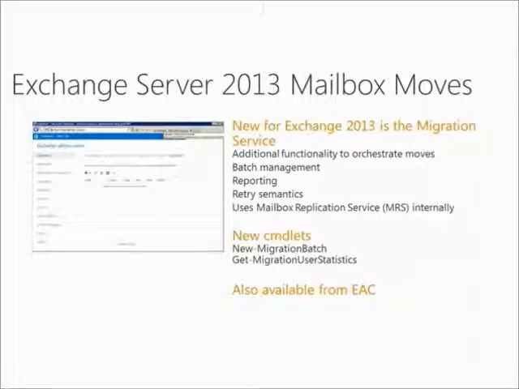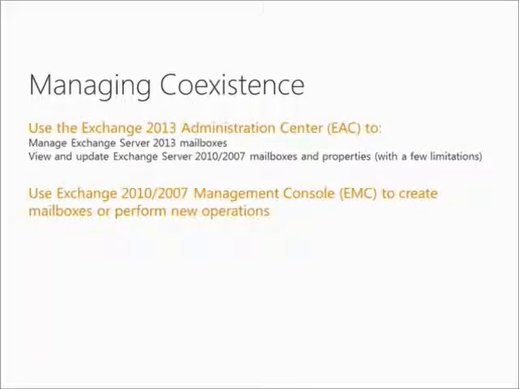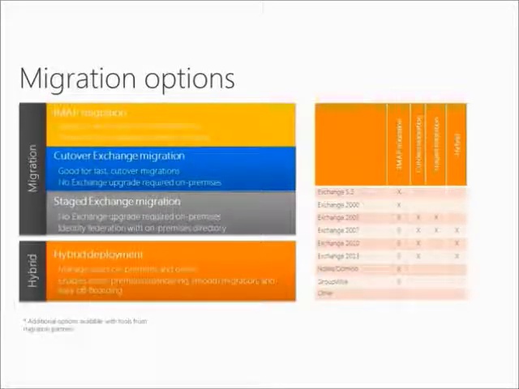Mailbox migrations can be scheduled and batched, retried, and you can sync and switch. There's stacks that can be done through the EAC, and the notifications drop down will keep you abreast of what's happening. Public folder migration is a sync and switch operation, so if you've got a lot of public folders, you can start them migrating early on and then switch them across once you've moved all the mailboxes. Golden rules: use EAC to manage 2013 and view some of the 2010-2007, and use 2010-2007 EMC or EMS to manage those, so nothing new there.